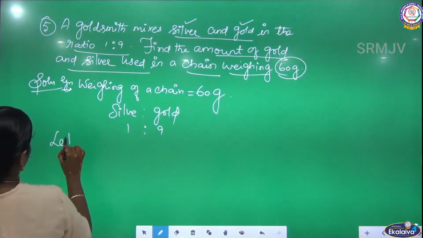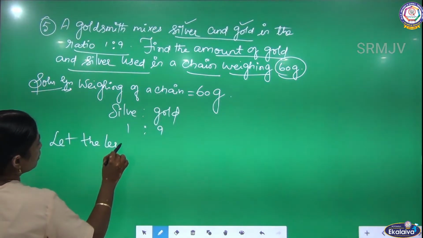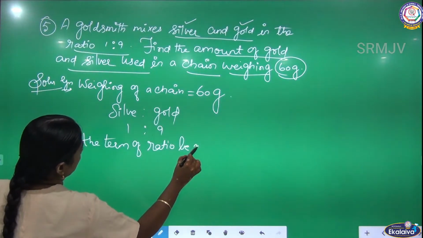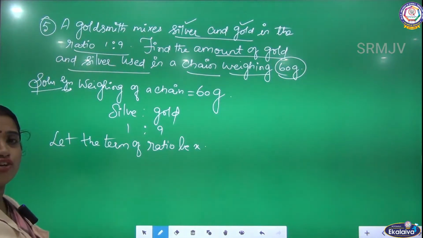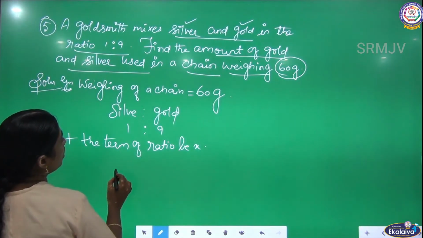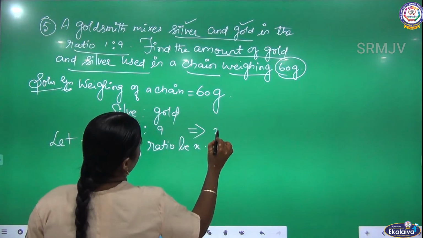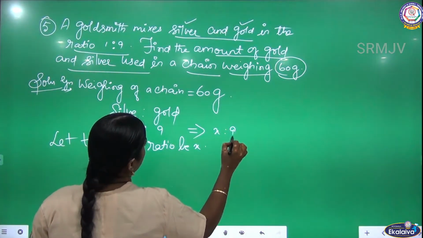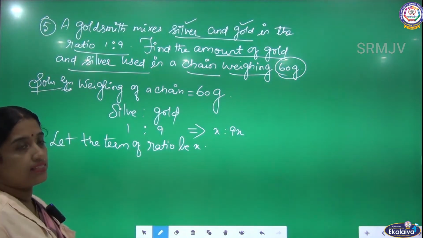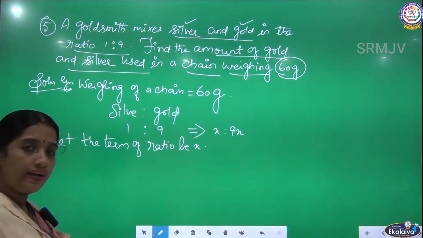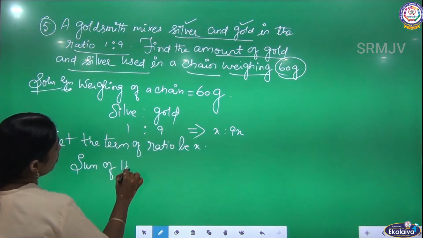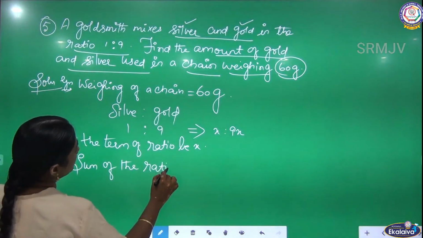Let the terms of the ratio be x. Let the terms of the ratio be x. So now listen, how can I write this? 1x I can write as x, and 9 I have to write as 9x. Now I am going to find out the sum of the ratio. What is the sum of the ratio here?